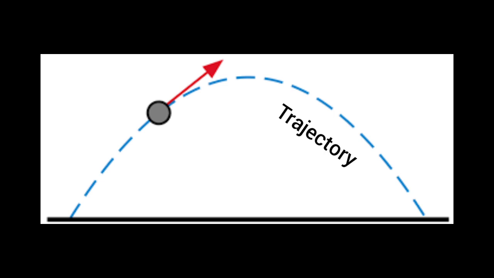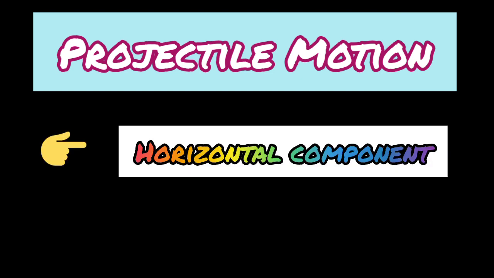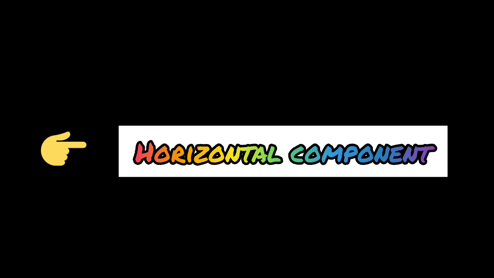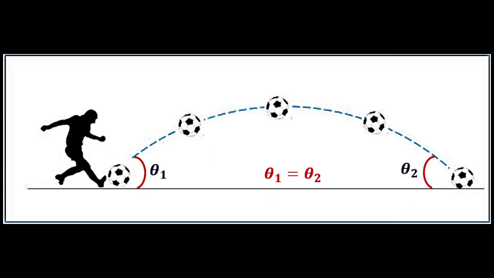Have you ever wondered why the path is parabolic? Well, it is because projectile motion is a combination of two components, the horizontal and the vertical component, which makes use of the free fall concept. Let us now consider this figure.